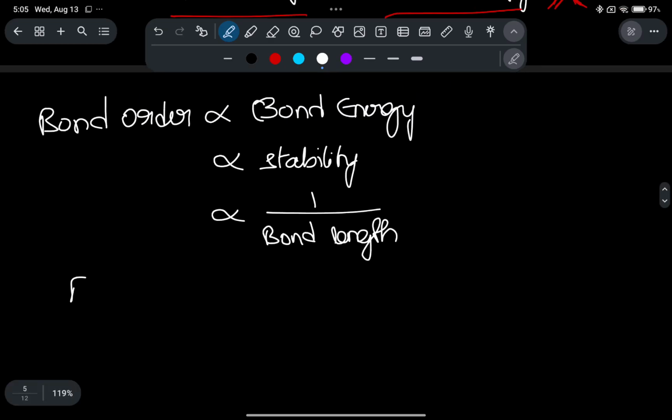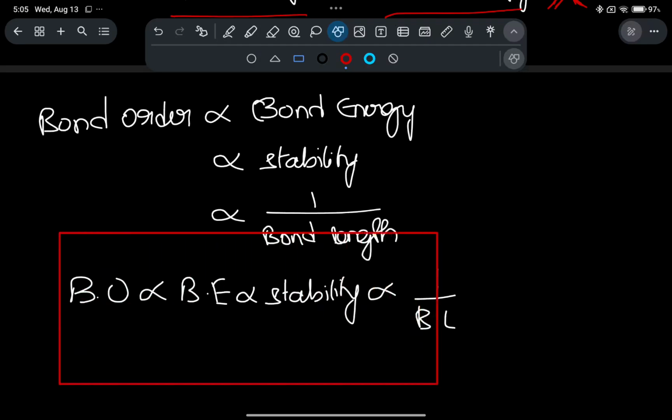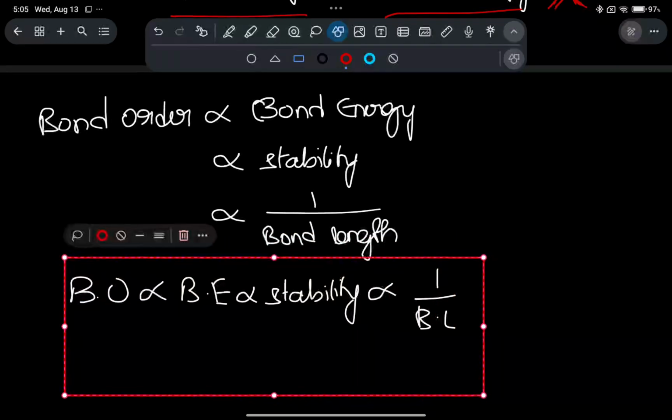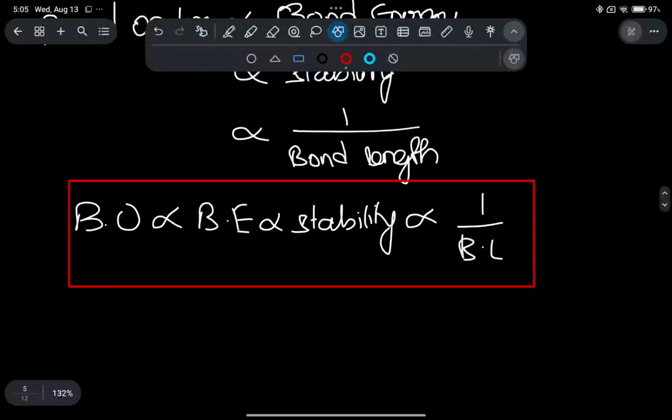Simply, I will write it in a shortcut method. BO means bond order, directly proportional to bond energy, directly proportional to stability, and inversely proportional to bond length. If you see here, all of them are directly proportional. Only bond length is inversely proportional. If you see these 4 items in any question or any order, only bond length is inversely proportional to the other three.